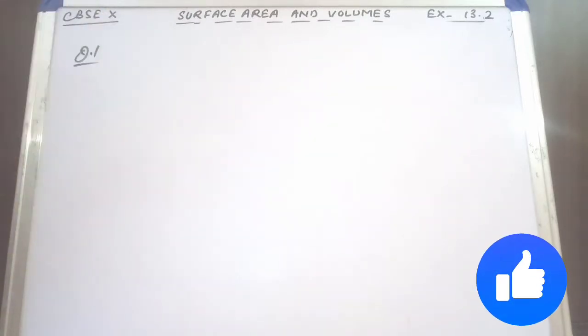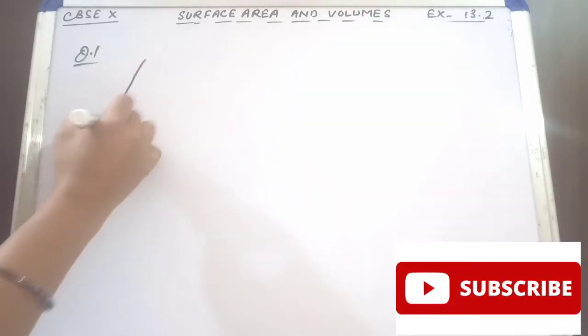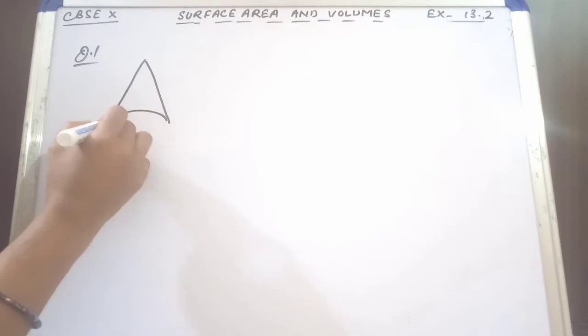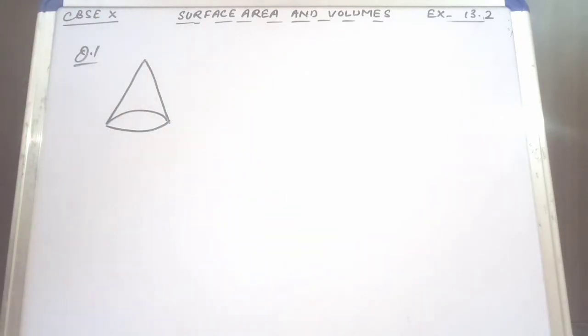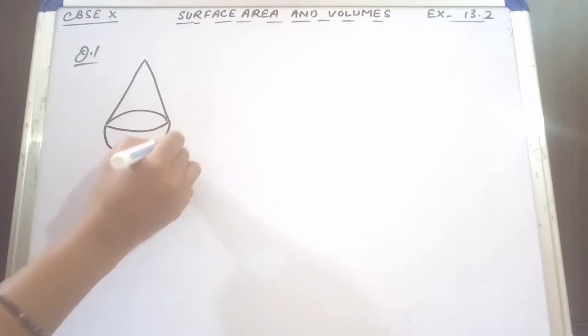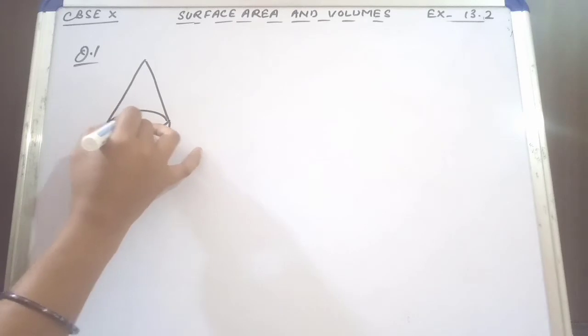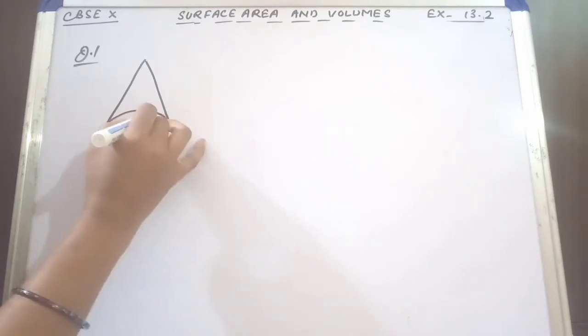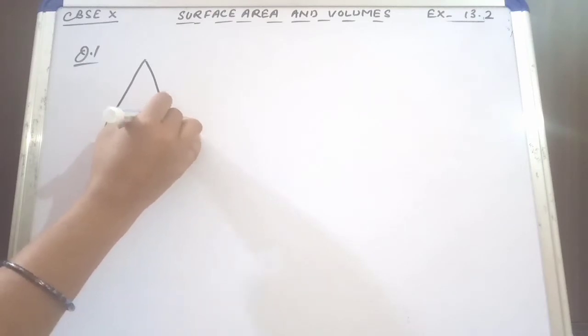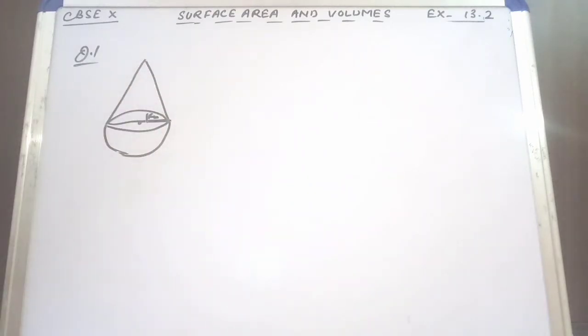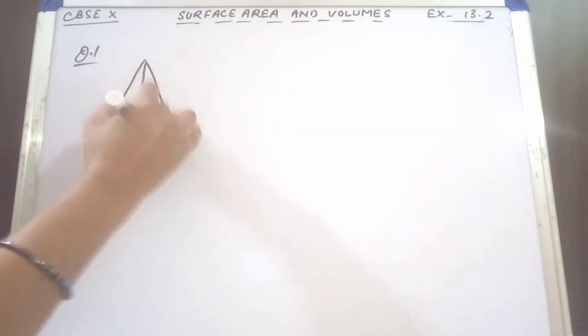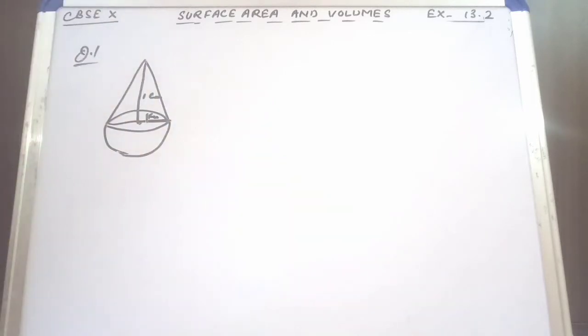So at first, question number 1, they have told us a solid is in the shape of a cone like that, standing on a hemisphere, and given that this radius is equal to 1 centimeter, and also the height of this cone is equal to 1 centimeter. So now we have to find the volume of this solid.